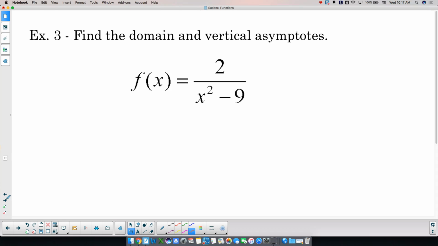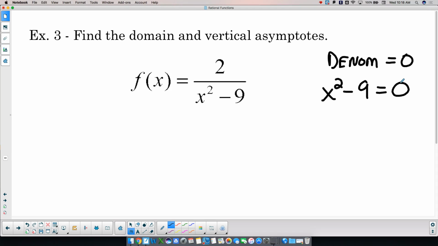Reading directions is kind of important, right? Because do I have to do end and asymptotal behavior on this one? No, I don't. I just need to find the domain and the vertical asymptotes. Okay? So I set the denominator equal to 0 right from the start. So x squared minus 9 equals 0. Most of you from walking around added 9 first and then took the square root, which is fine. Totally legal in this case.